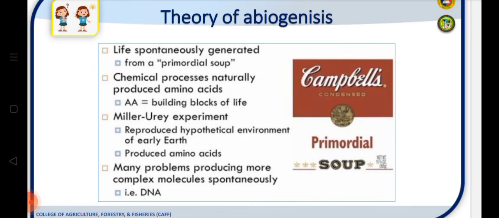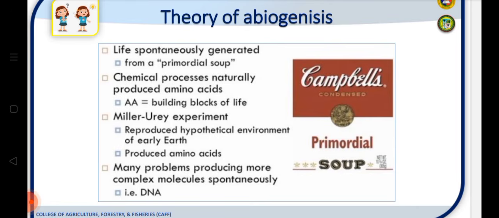So what is the significance of this? It showed that basic building blocks of life could form under natural conditions. But what is the challenge? The challenge is, making amino acids is one thing, but forming complex molecules like DNA, RNA, and proteins spontaneously is far more difficult. In their experiment, yes, they were able to form several amino acids, but complex molecules like DNA, RNA, and proteins are really difficult.